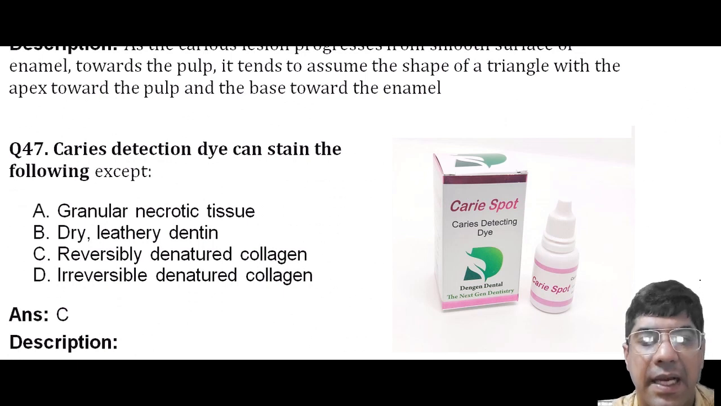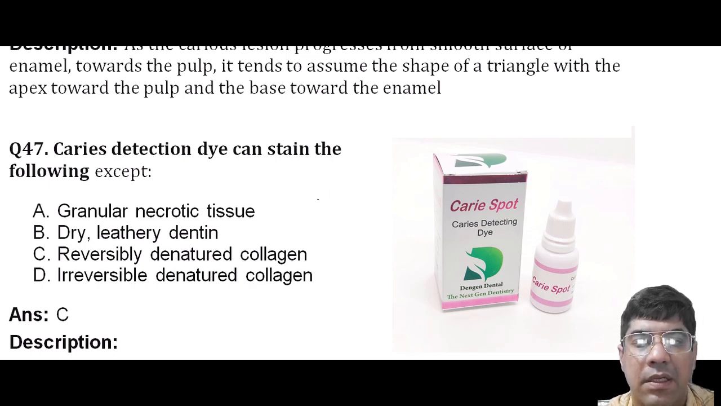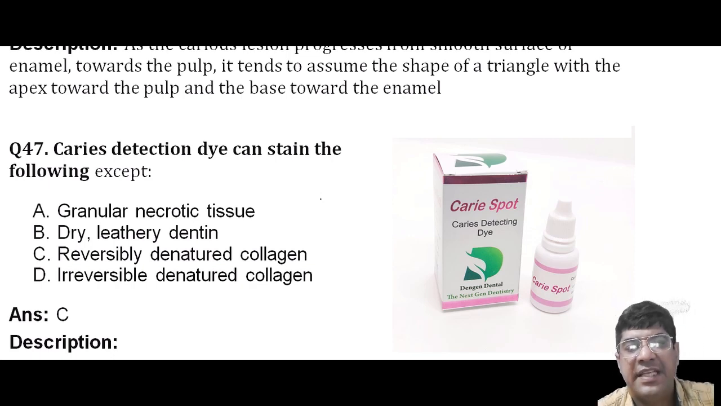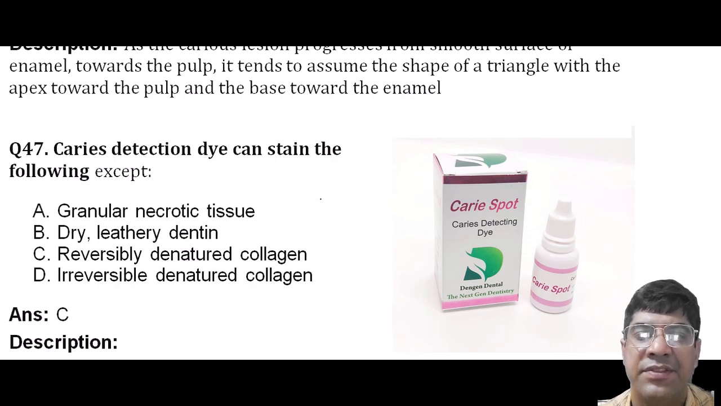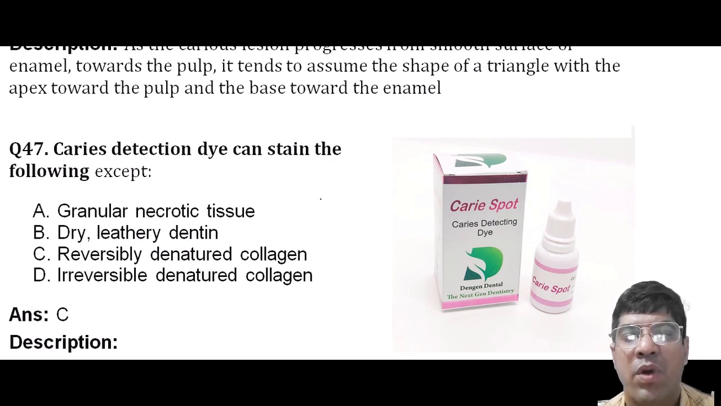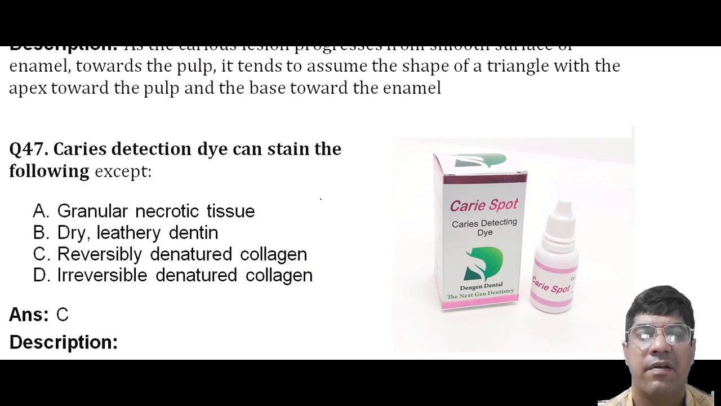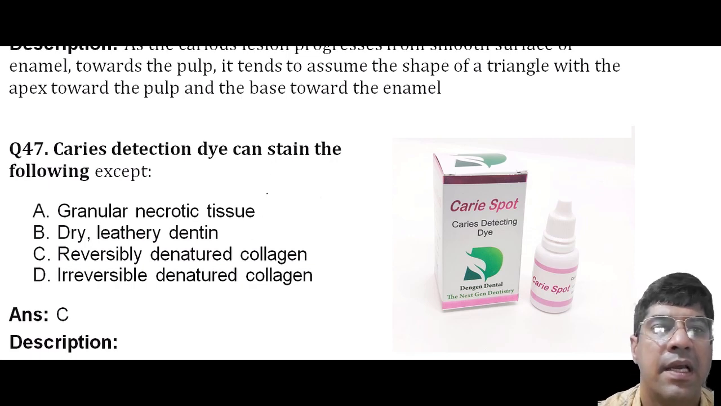The caries detecting dye can stain the following except. The caries detecting dyes do not typically stain the reversibly denatured collagen. The reversibly denatured collagen indicates a stage of demineralization where the collagen structure has not become irreversibly damaged. So the caries detecting dyes are more effective when the irreversible damage has occurred.